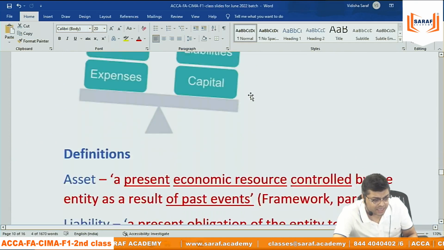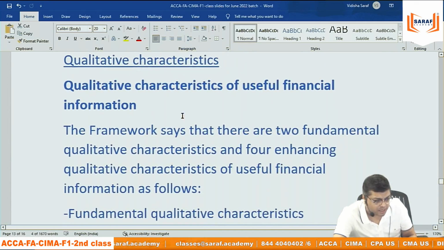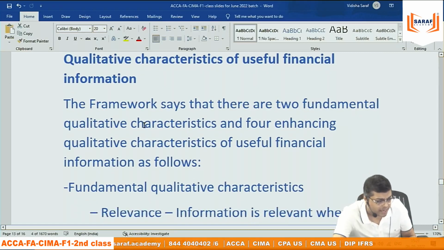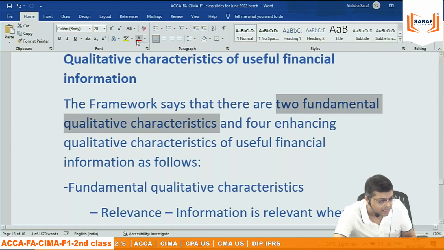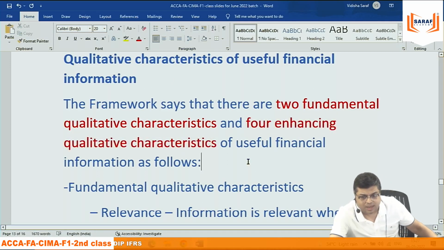The characteristics which are to be incorporated in the financial statements are divided into two parts. One is fundamental qualitative characteristics, and the other is enhancing characteristics: two fundamental qualitative characteristics and four enhancing.